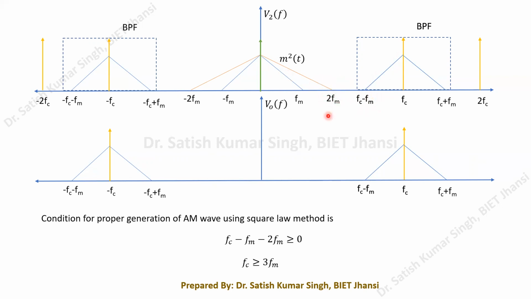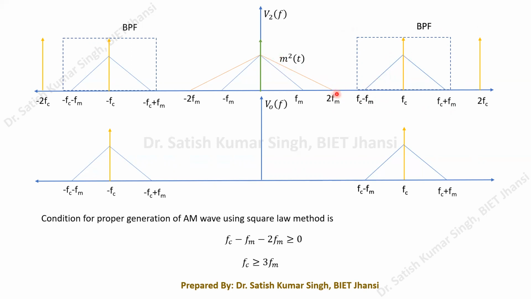So for the proper generation of the conventional AM signal using the square law modulator, there should be a certain finite gap between them. What I mean to say is that if there is no finite gap, or there is an overlap between the spectrum, then this band pass filter could not separate out this particular conventional AM signal. So there should be no overlap between these spectrums, this portion and this portion.